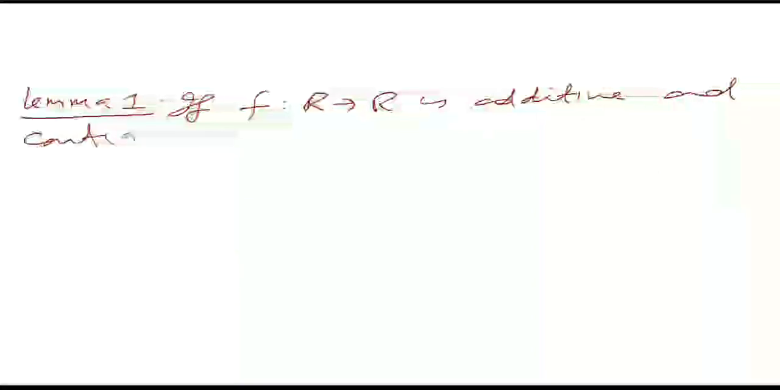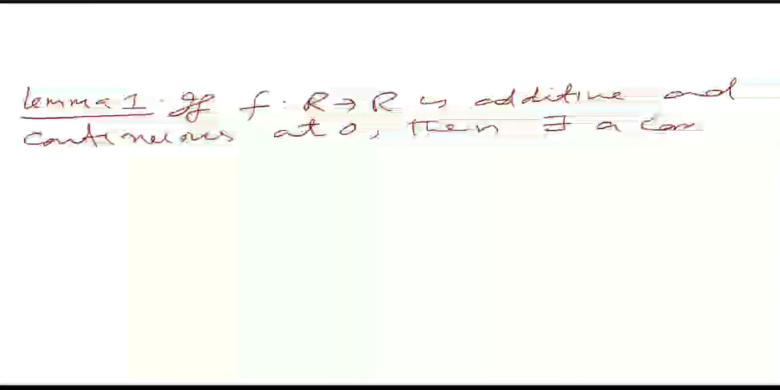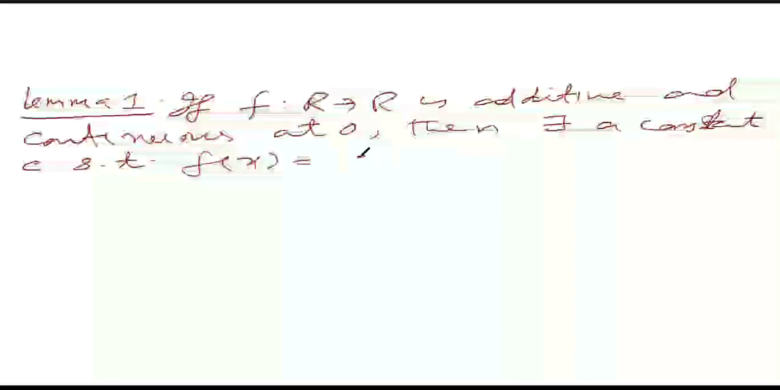if f from R to R is additive and continuous at 0, then there exists a constant C such that f of x is equal to C times x for all x belonging to R. That's already done actually, that lemma.